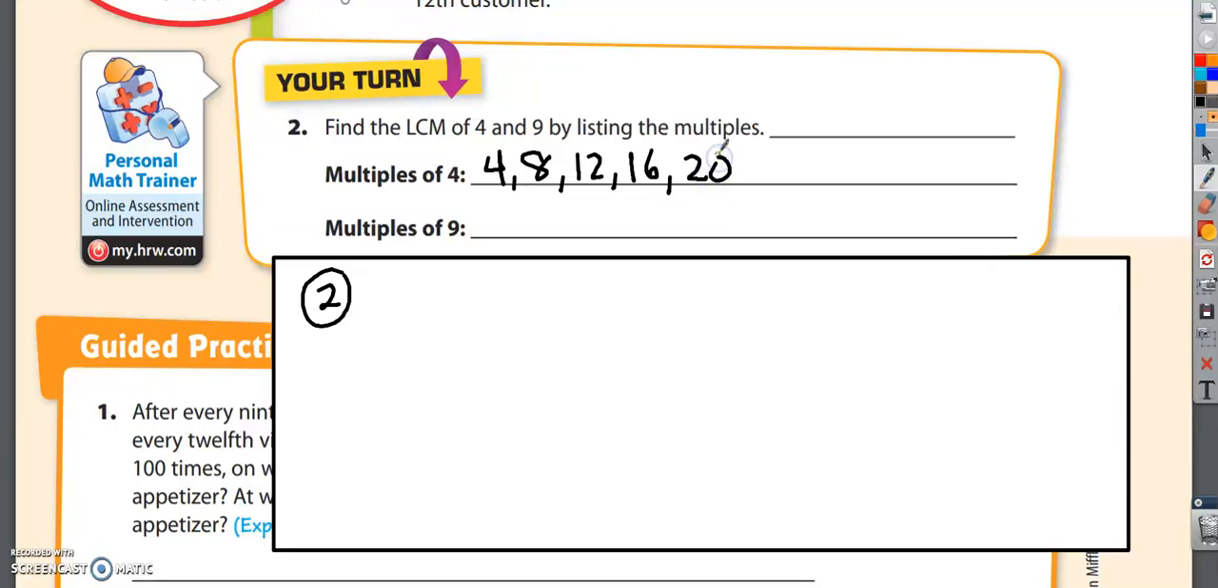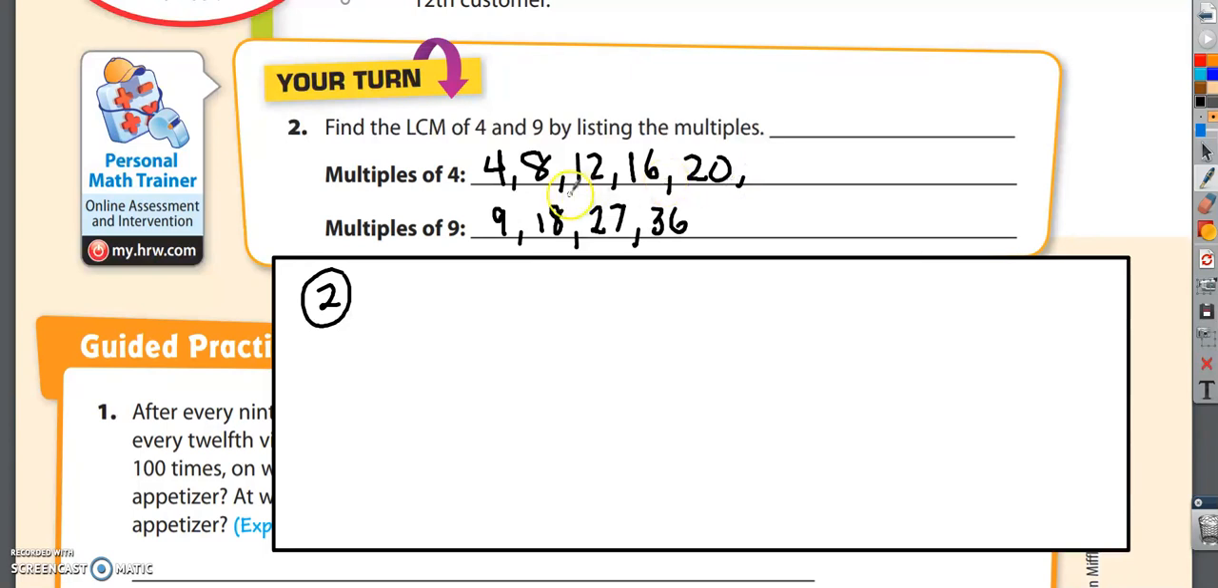And I'm going to stop right there just for a minute and I'm going to go do some multiples of 9. And as I'm going, I'm just going to keep the multiples of 4 in my head. I've got them right in front of me, but I'm going to check to see if I have a common multiple. Multiples of 9 include 9 times 1 is 9. 9 times 2 is 18. 9 times 3 is 27. 9 times 4 is 36. I'm going to stop there. I'm going to go do some more 4s because I don't have any common multiples yet.